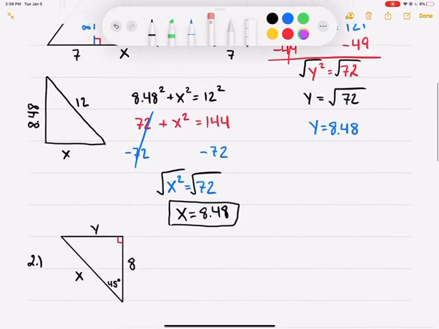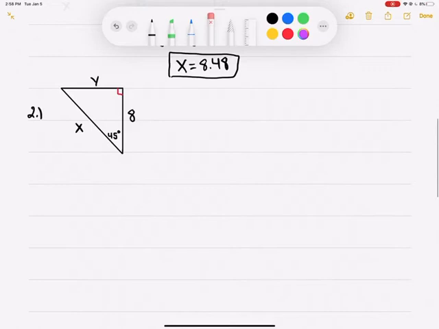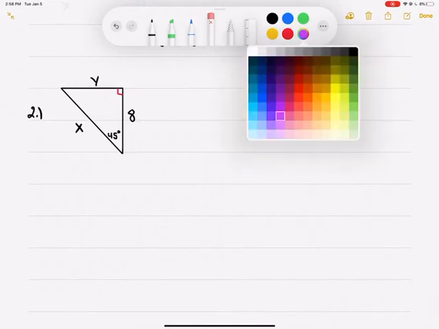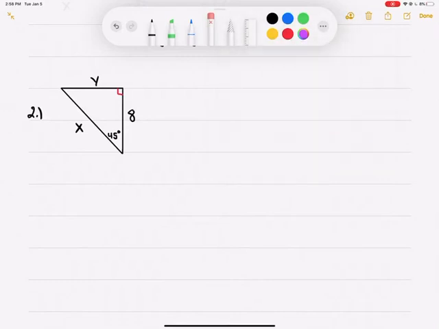All right, moving on to our second problem here, which is a special right triangle. So it's a 45, 45, 90 right triangle, so we need to remember those rules. A 45, 45, 90 degree right triangle tells us that the two legs have a value of n, and the hypotenuse has a value of n times the square root of 2.